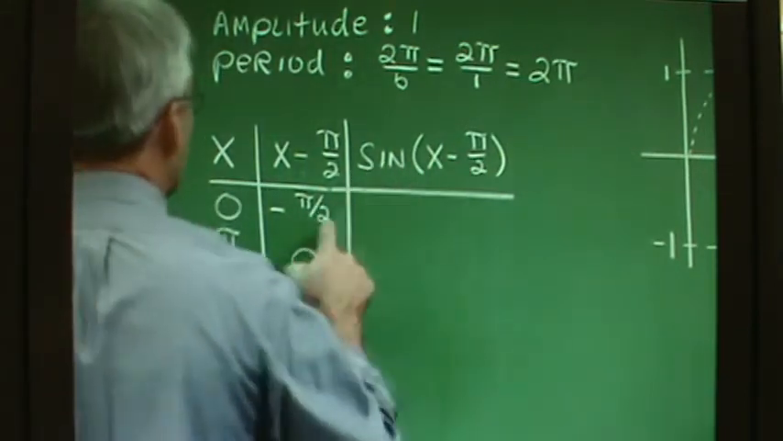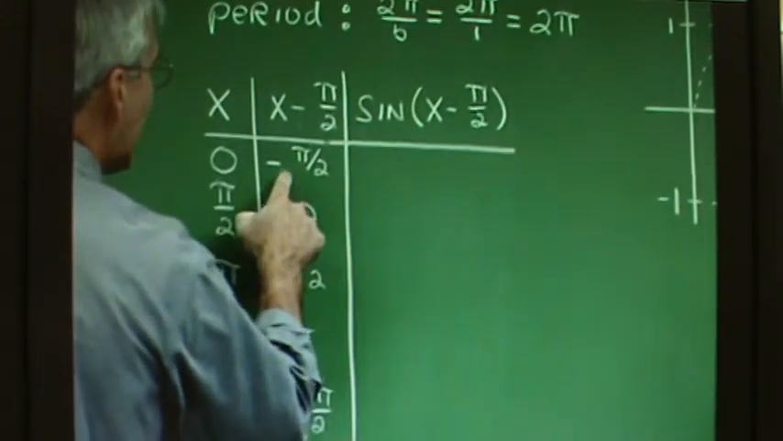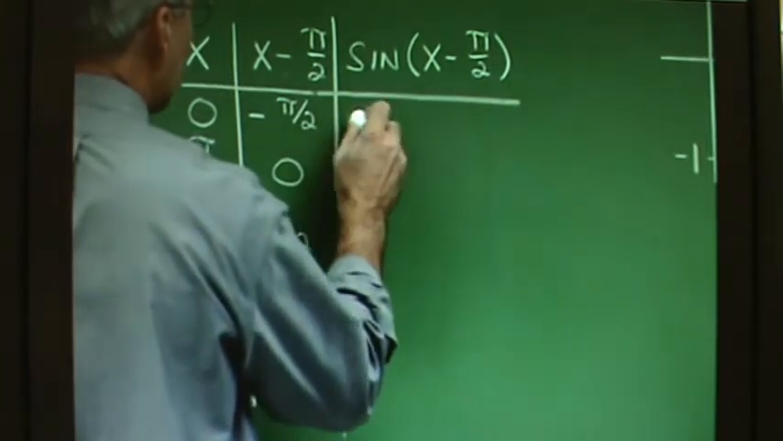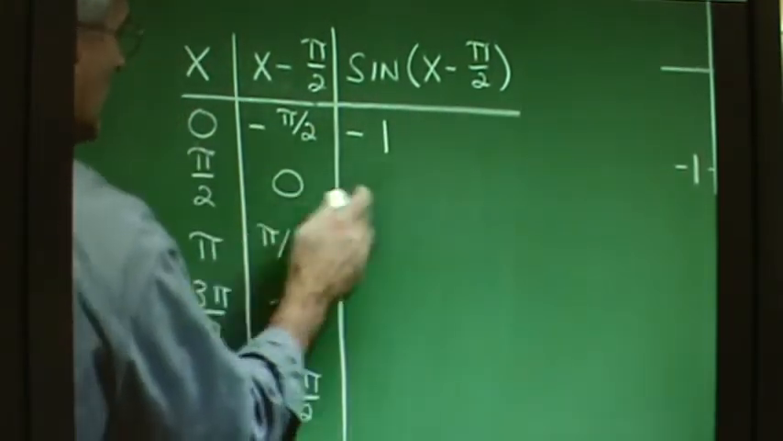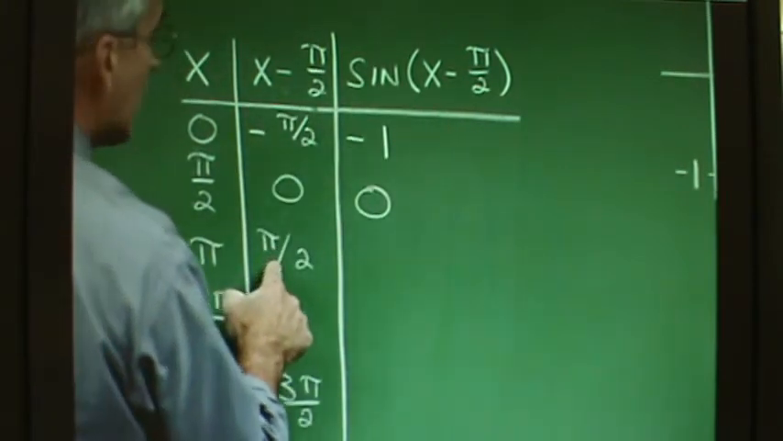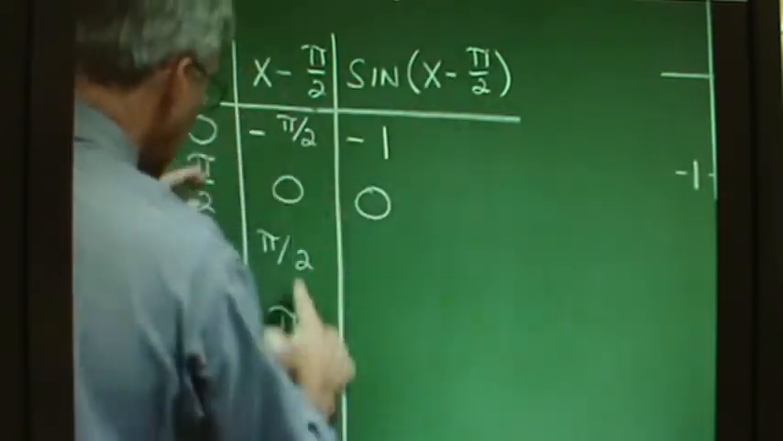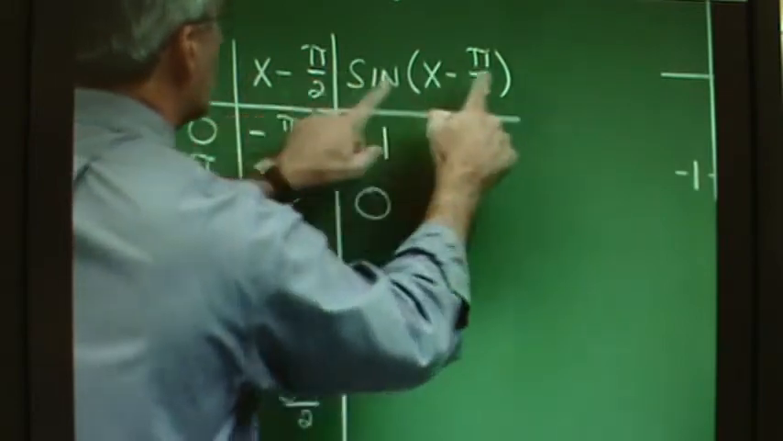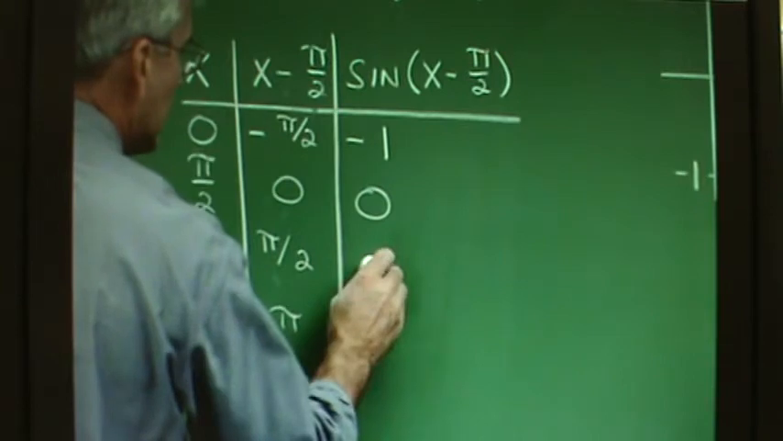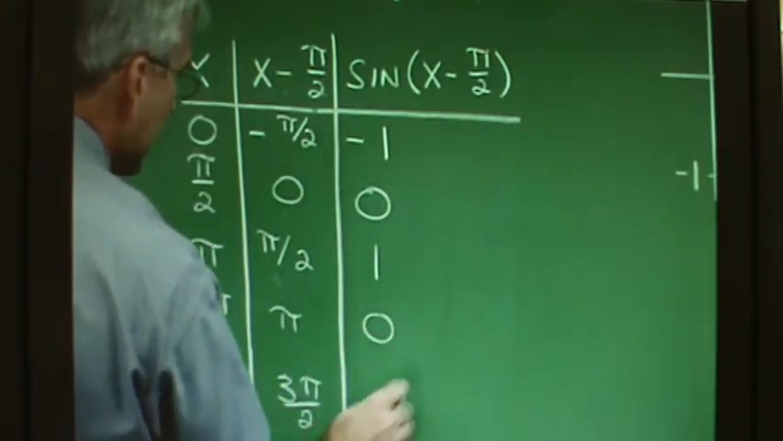Anyway, when we take the sine of these values, we get, well, let's see, for the sine of negative pi over 2, we have to be a little careful here, and it turns out to be negative 1. And then 0 goes to 0, and the sine of pi over 2, you see, I'm taking the sine of all the numbers that are in this column, because the numbers that are in this column are these guys that I'm taking the sine of. All right. So the sine of pi over 2 turns out to be 1, the sine of pi turns out to be 0, and the sine of 3 pi over 2 is negative 1.